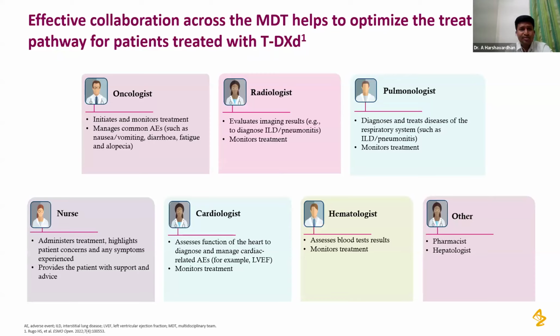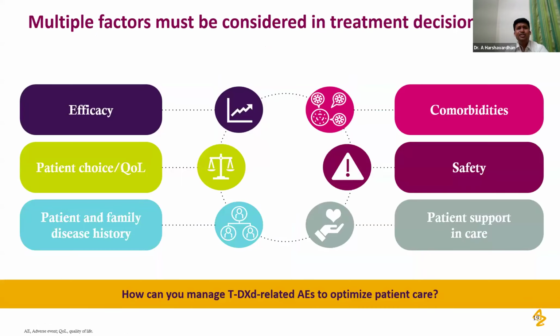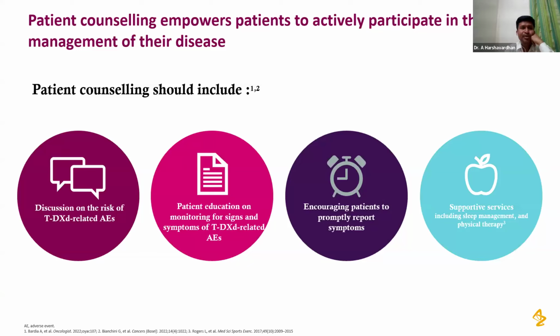And effective collaboration across the MDT helps to optimize the treatment pathways for patients treated with T-Dxd. Before starting itself, we should take the pulmonologist and cardiologist opinion to assess whether the patient is fit for the treatment or not. Multiple factors must be considered in treatment decision making: efficacy of the drug, patient choice, quality of life, comorbidities, safety, and patient supportive care. Patient counseling is of paramount importance, which includes discussion on the risk of T-Dxd related AEs, patient education on monitoring for signs and symptoms of T-Dxd related AEs, and encouraging patients to promptly report symptoms so that we can act early.